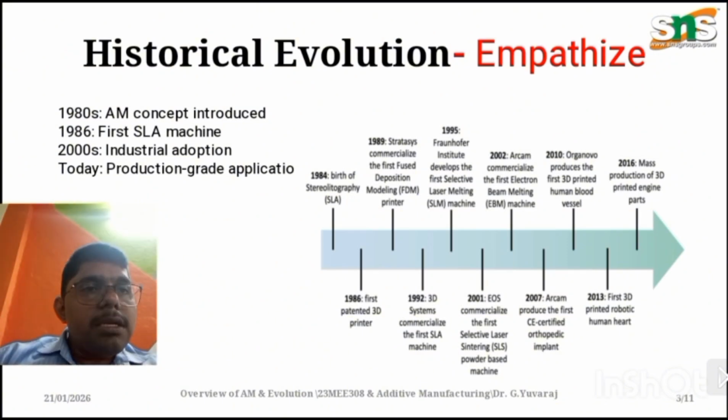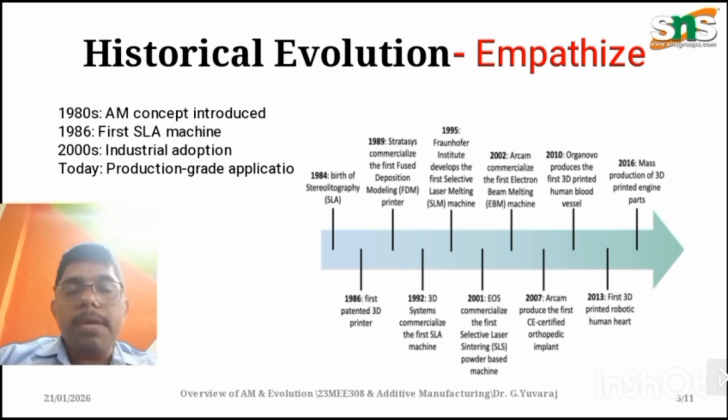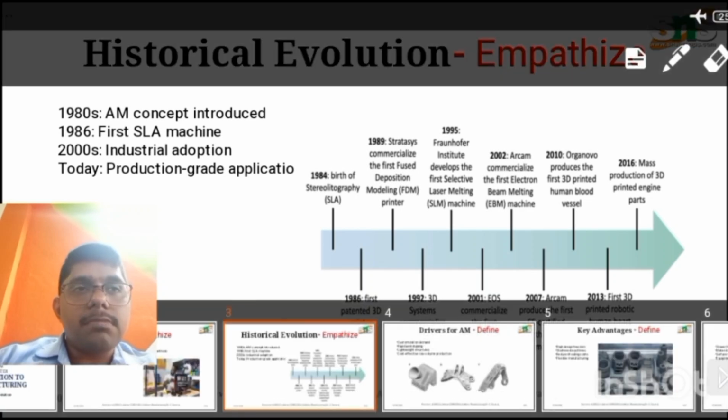In 2010 we manufactured a 3D human blood vessel, and in 2013 we got a 3D human heart. From 2016 onwards we can do mass production of 3D engine parts also. We can manufacture them with the help of 3D evaluation. The 2000s were a period of industrial adoption, but today there are production grade applications which we are using.